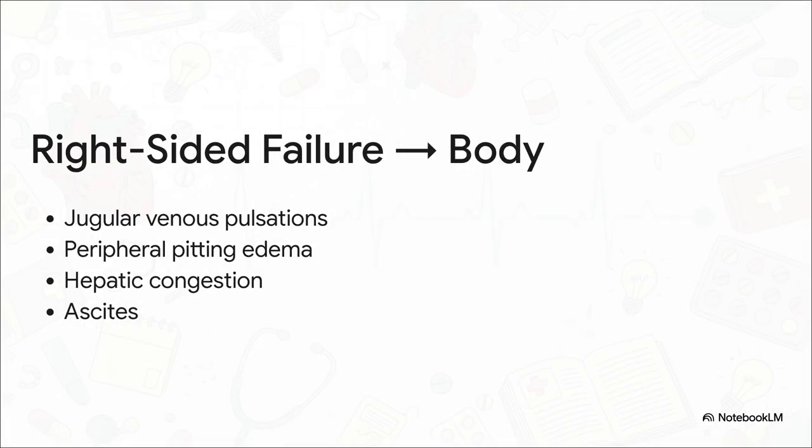Now, what if the right ventricle fails? The logic is exactly the same. The blood can't get pumped forward into the lungs effectively, so it backs up into the circuit behind it. And what's behind the right ventricle? The rest of the body. And that's where you see all those signs of fluid overload: the big neck veins, or JVD, the swollen legs and feet, the congested liver, even fluid in the belly.